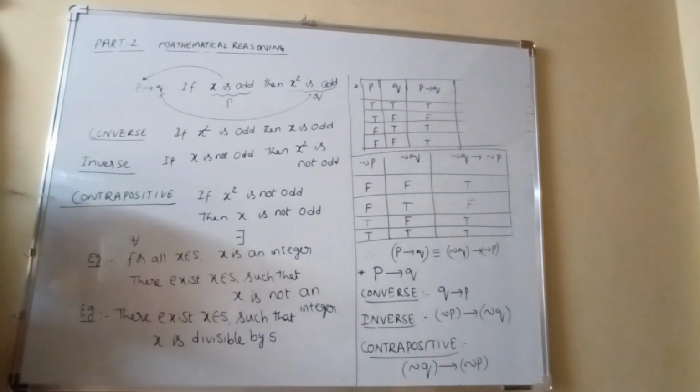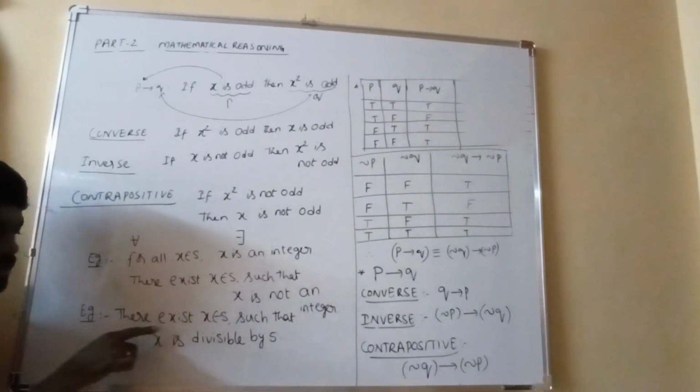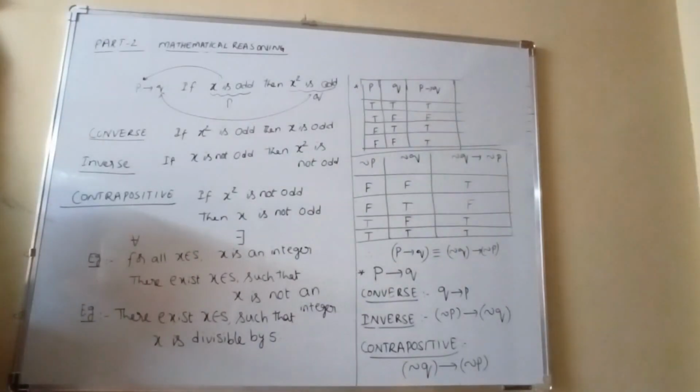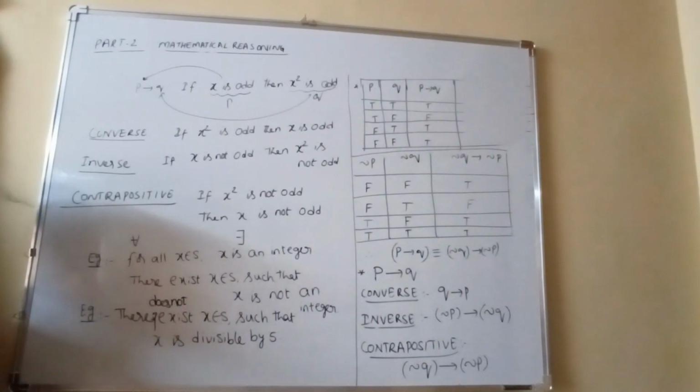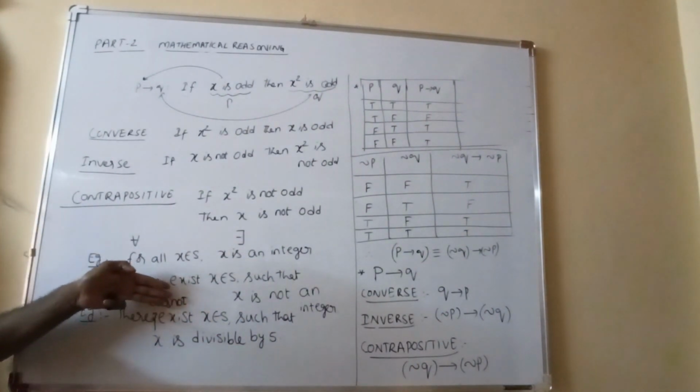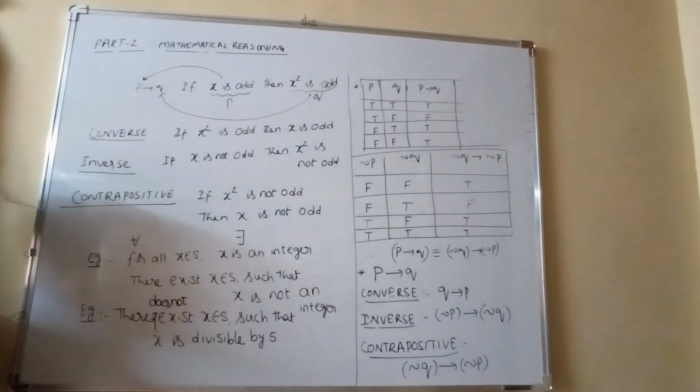For this, the negation becomes what? There does not exist X belongs to S such that X is divisible by 5. This is as it is, but here instead of there exists, what you have to write? There does not exist. Just write does not here. Then this statement becomes the negation of the given statement. So if the statement is there exists X belongs to S such that X is divisible by 5, then its negation is there does not exist X belongs to S such that X is divisible by 5.